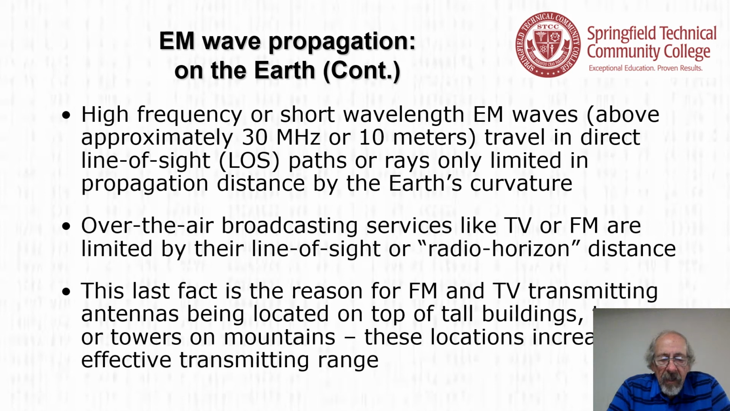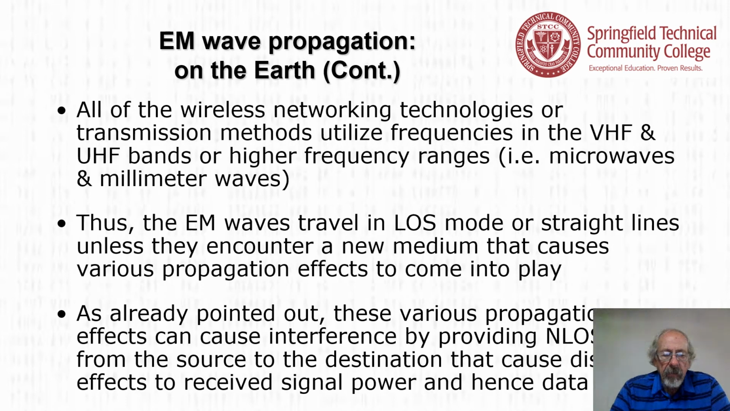This last fact is the reason for FM and TV transmitting antennas being located on top of tall buildings, towers, or towers on mountains. These locations increase their effective transmitting range and, of course, hence the more people can view the signal or hear it. So all the wireless networking technologies or transmission methods utilizing frequencies in the VHF and UHF bands or higher frequency bands, like microwaves and millimeter waves.